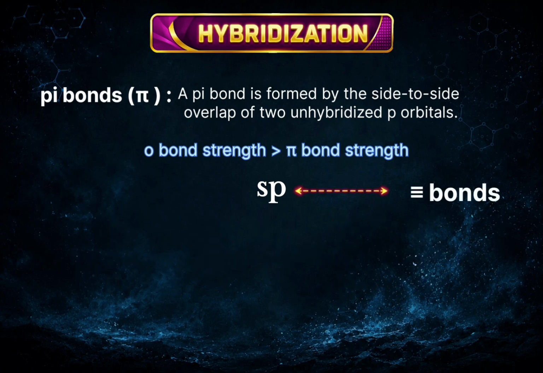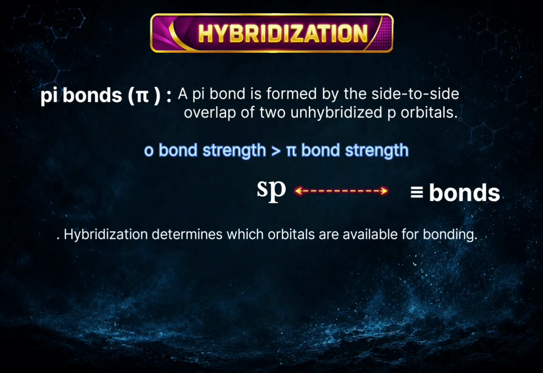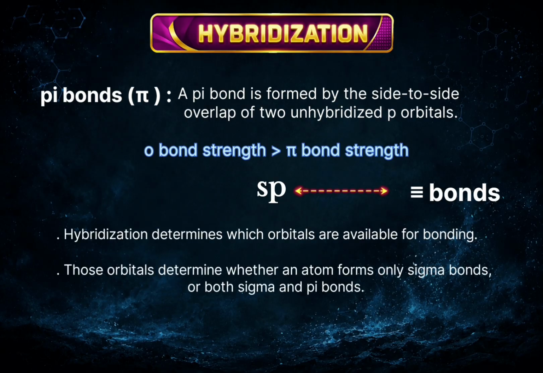Notice how everything is starting to connect. Hybridization determines which orbitals are available for bonding. Those orbitals determine whether an atom forms only sigma bonds or both sigma and pi bonds. Now comes the part that makes hybridization incredibly easy. Once you learn these simple methods, you'll be able to determine the hybridization of almost any molecule in just a few seconds.